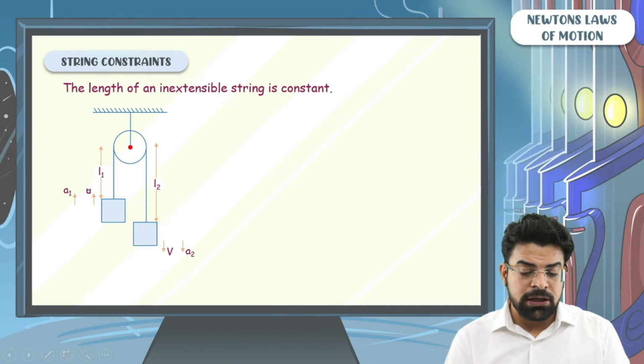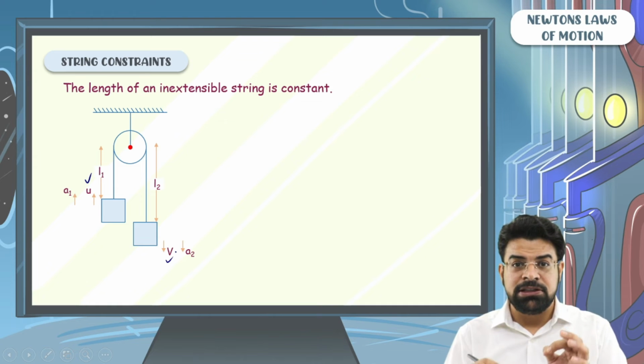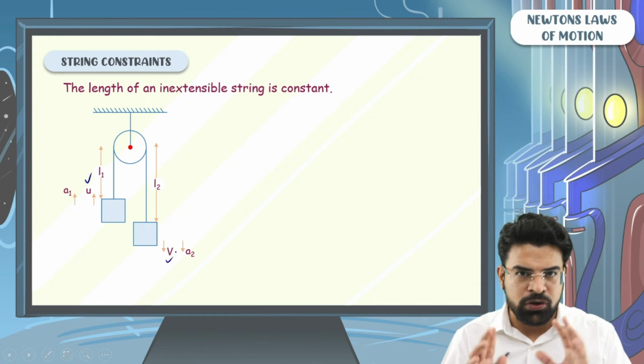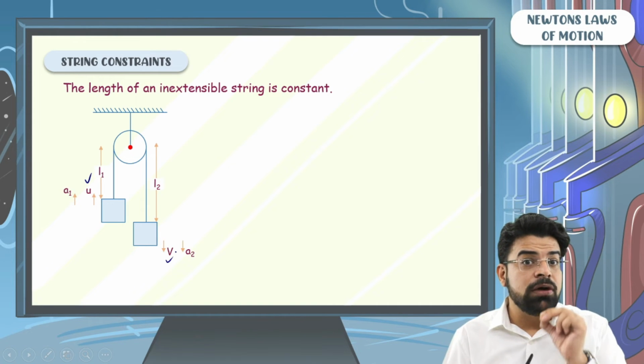The block on the left has a speed u upwards and the block on the right has a speed v downward. What is the relation between these two speeds? I know that you already know that u has to be equal to v. But here I am explaining this so that you understand how to apply string constraints.